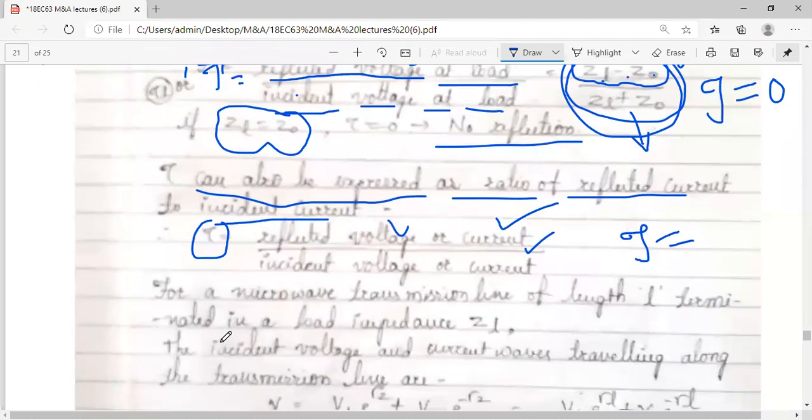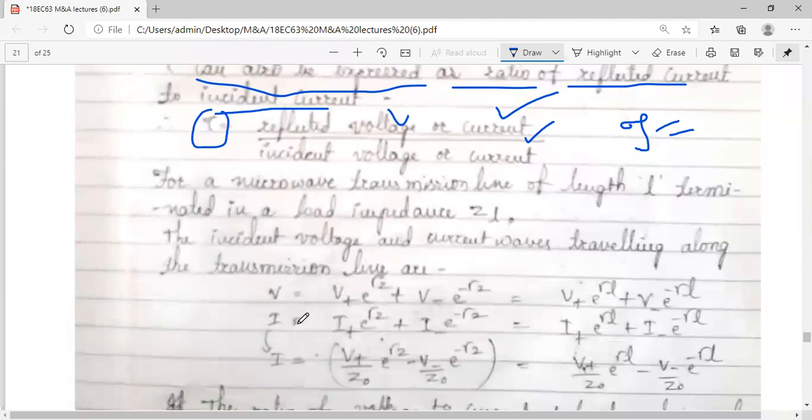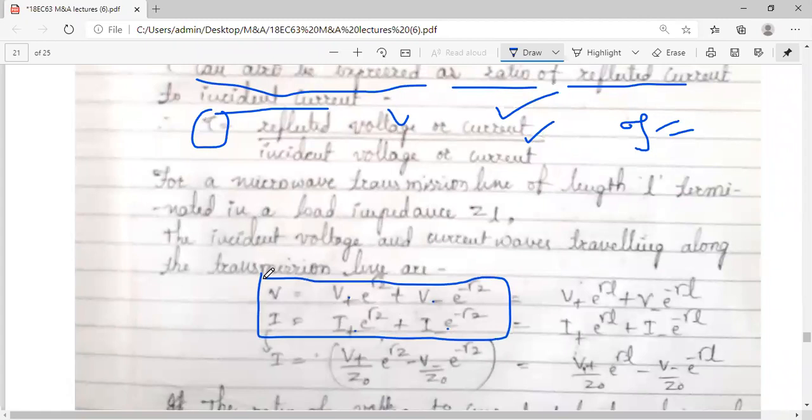We have already seen, when we started with the transmission line equation and solution, the pair of equations V and I. We have found the solution for V and I in terms of V plus, V minus, I plus, I minus. So already we have solved this. These equations are nothing but the solution of the transmission line equation. You can see there is a gamma here, there is a Z distance, plus and minus, and V plus, V minus, I plus, I minus are the constants.